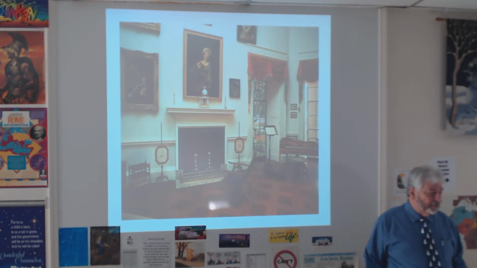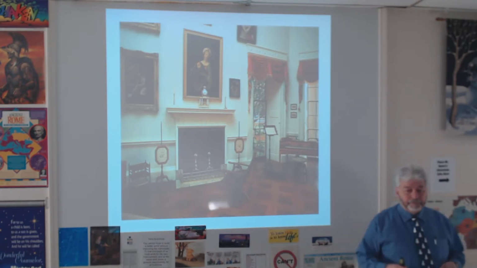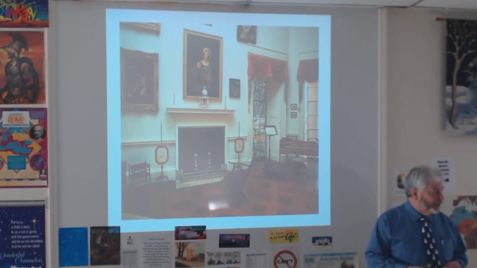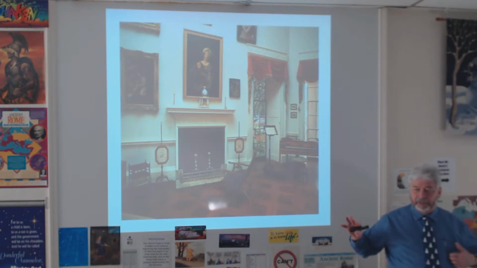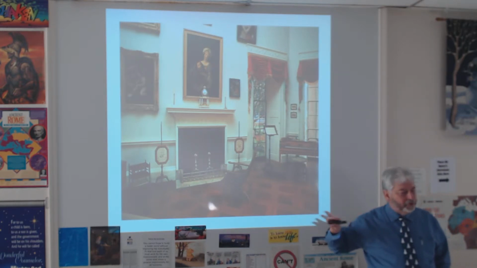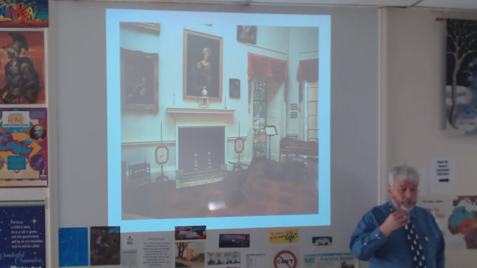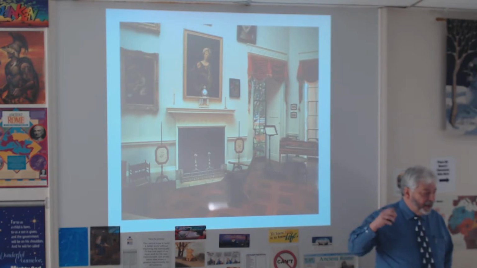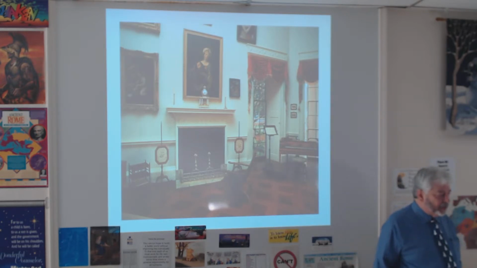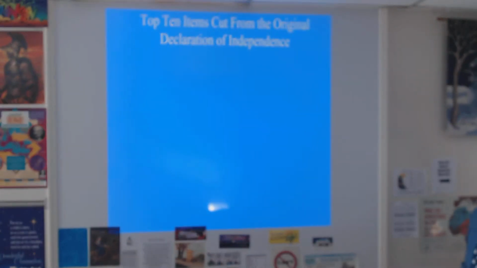Jefferson was given the primary task of writing this declaration with input from the other members, and then he would come back to them for suggestions. Especially Franklin would notice things and point out things: no, we shouldn't say that, we should say it differently. If you look at the original draft that he made, some things are crossed out. And so I have here the top 10 items cut from the original Declaration of Independence.